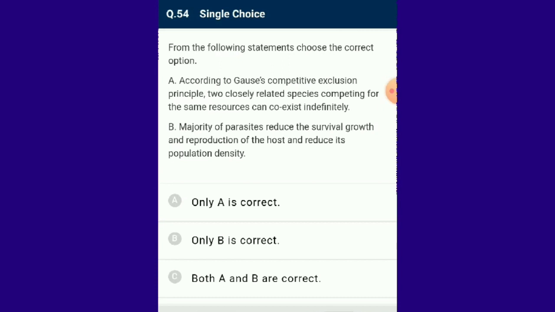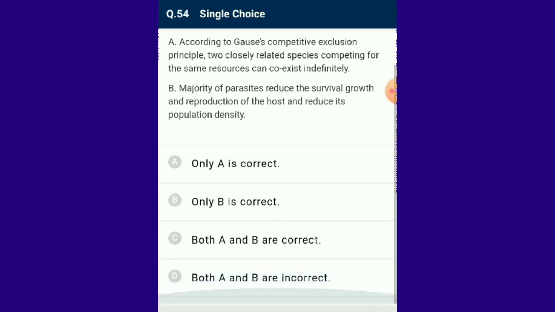Question number 54. From the following statements, choose the correct option. See the statements. Statement A. According to Gause's competitive exclusion principle, two closely related species competing for the same resources can coexist indefinitely. So that is a wrong statement. The statement B. Majority of parasites reduce the survival, growth and reproduction of the host and reduce its population density. So that is the correct statement. So the answer for this question is option B. Only B is correct. According to Gause's exclusion principle, two closely related species competing for the same resources cannot coexist indefinitely and the competitively inferior one will eventually be eliminated.